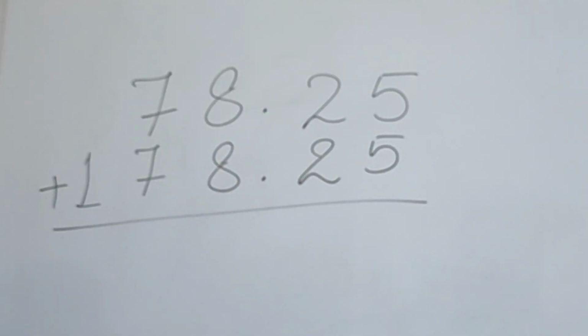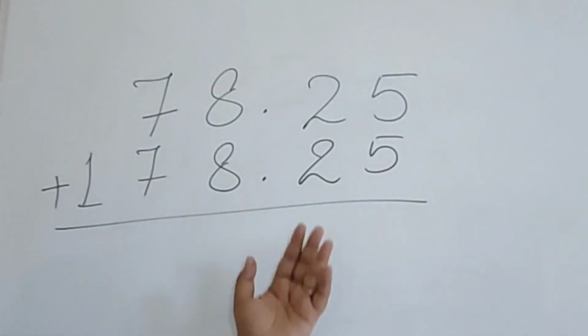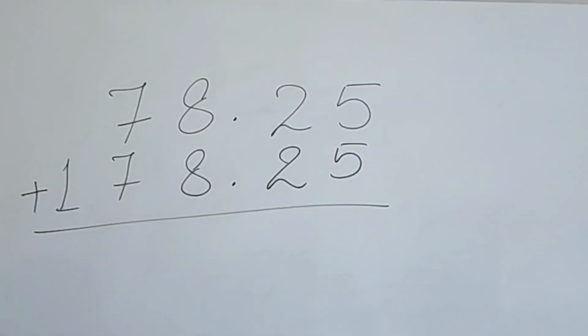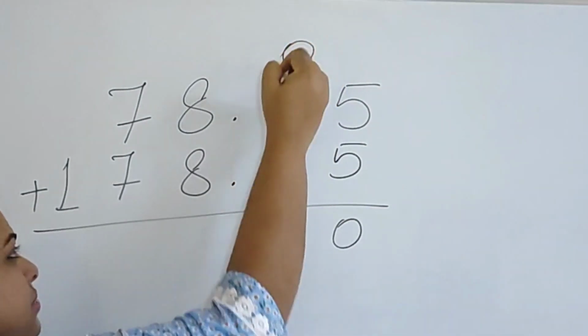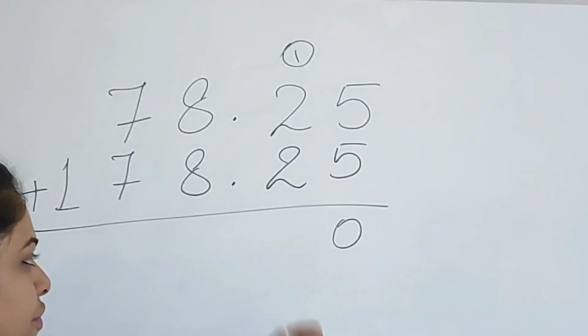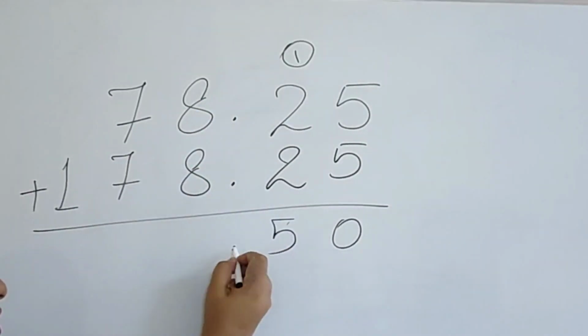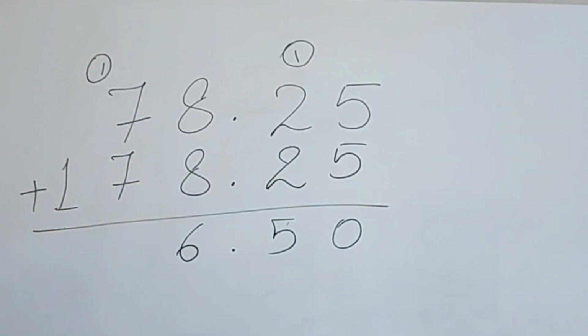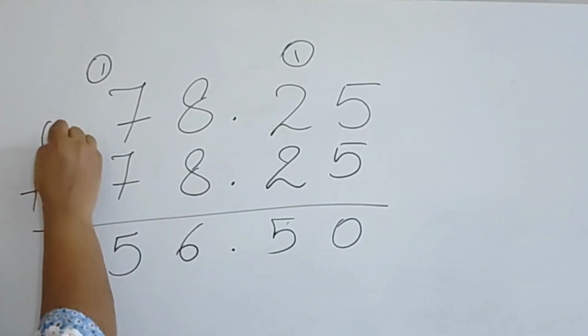Let's add. We should always start from the right side. This is tens, this is hundreds. Let's start from the hundredths. 5 plus 5 is 10, 0, 1 carry forward. 2 plus 2 plus 1 is 5. Let's retain the point as it is. 8 plus 8 is 16, 1. 7 plus 7 is 14, 14 plus 1 is 15, 1, 1 plus 1 is 2.